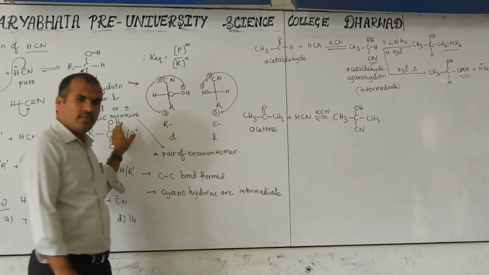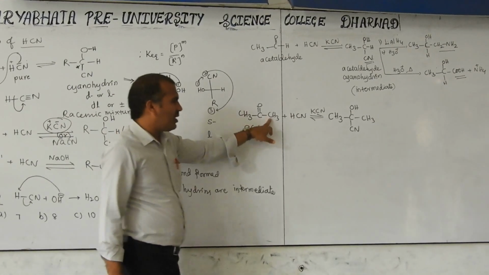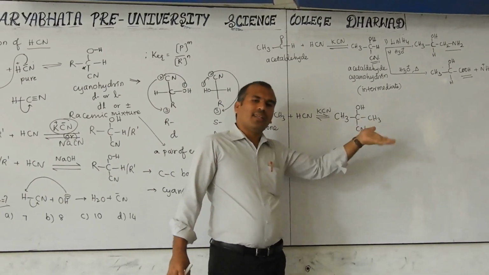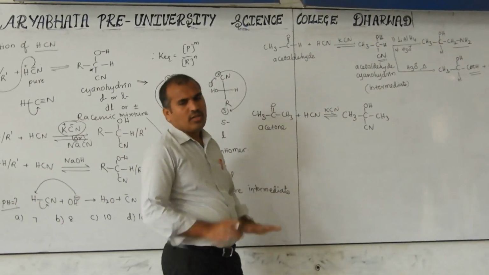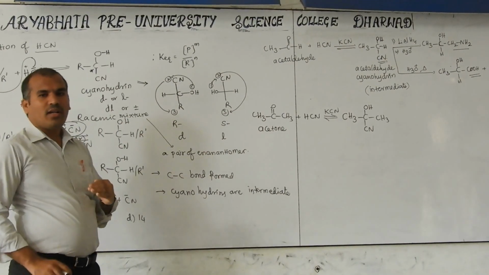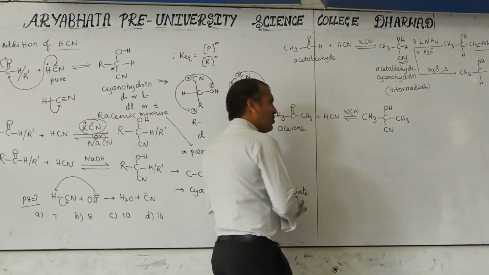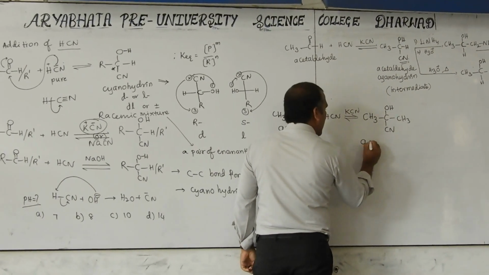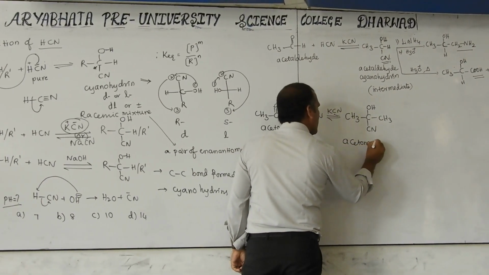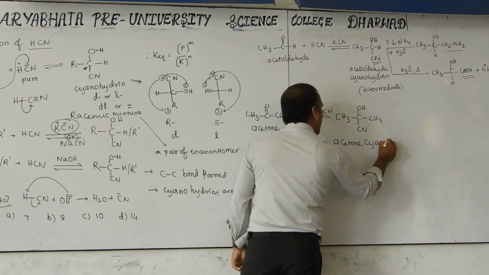Like this is not possible. If it is an ethyl group here and ethyl here, then that is possible. Okay? So I have explained now that with aldehyde a cyanohydrin forms, and with ketone also a cyanohydrin forms. What is the name of this compound? Acetone cyanohydrin.